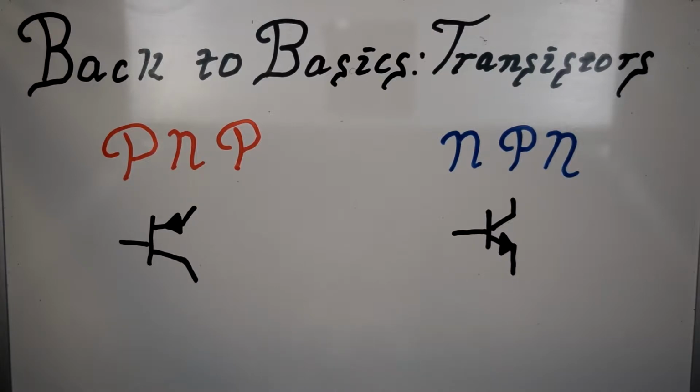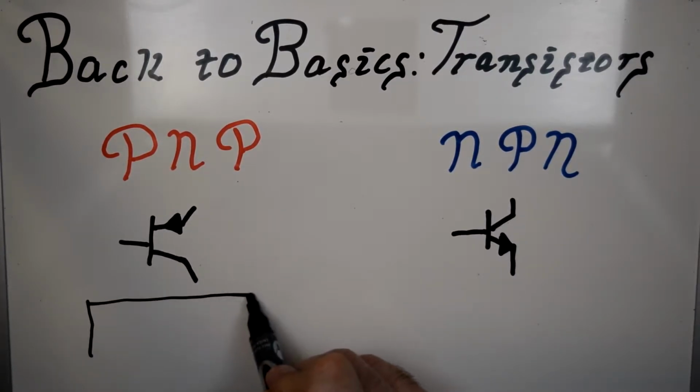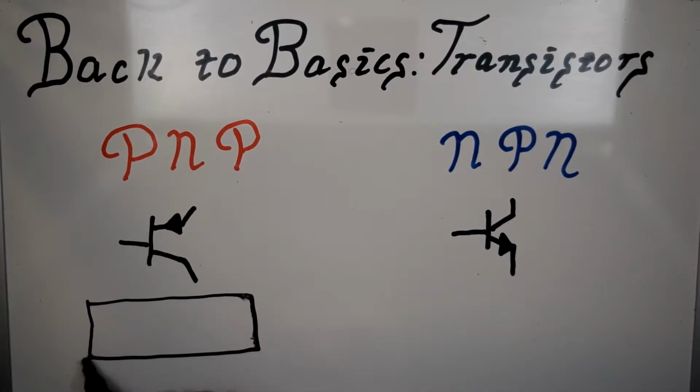So with a PNP transistor, you have a piece of semiconductor material.